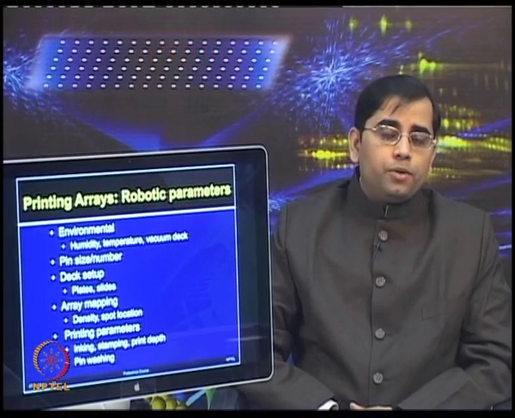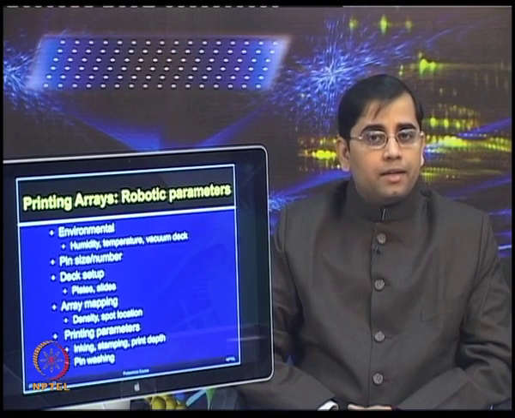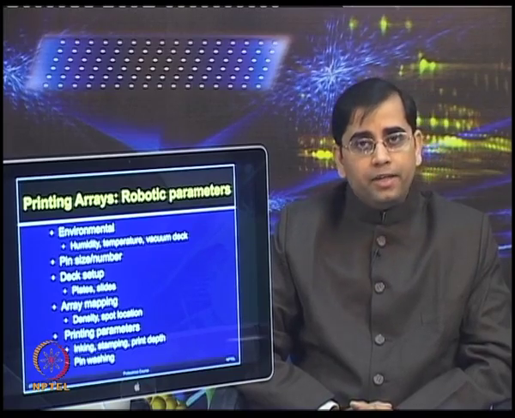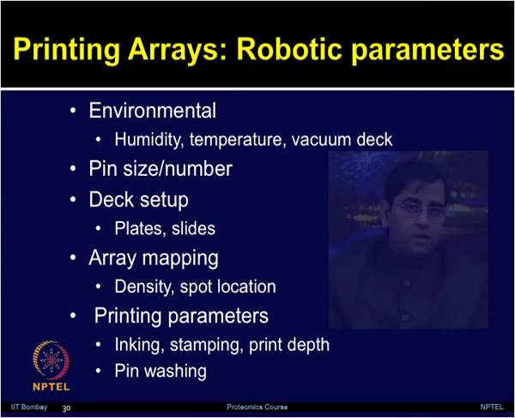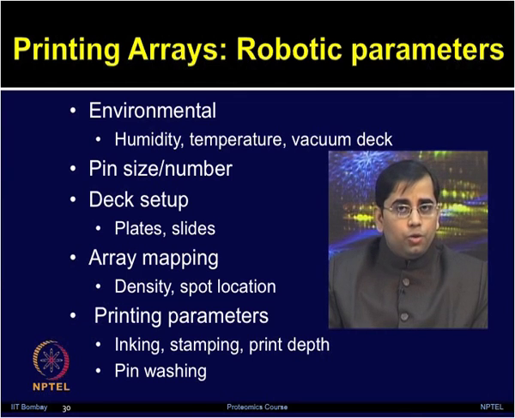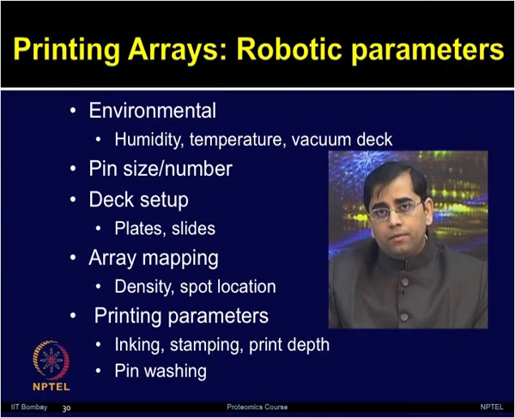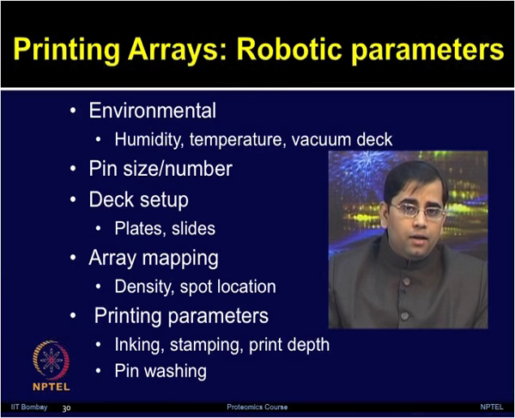Now, one needs to ensure different types of robotic parameters are in place. For example, environmental conditions such as humidity, temperature, vacuum check, all these things need to be ensured before you place your plates for printing. The pin size and the number of pins, again depending on the density which you want to achieve. How you want to set up the deck for printing, you want to use the plates, you want to use the slides, how many slides you want to use. Again it depends on different types of arrays which are commercially available. One can use a large number of slides.